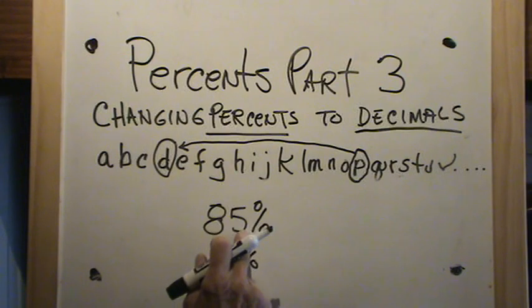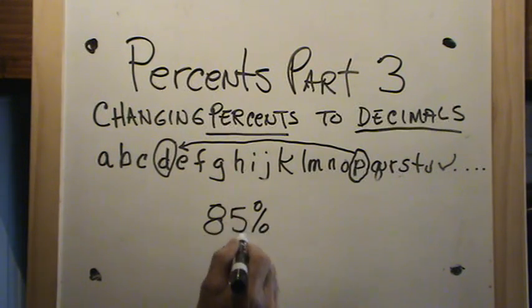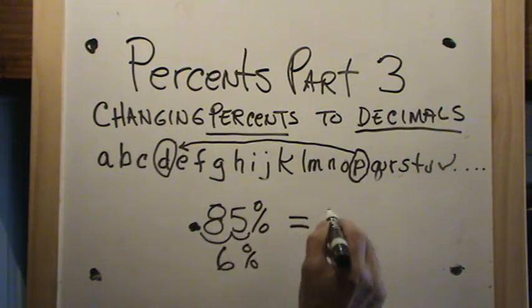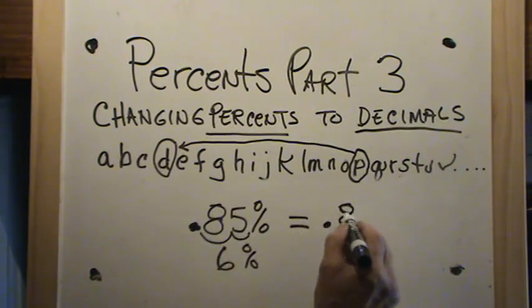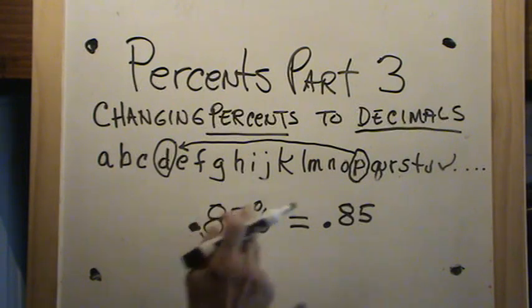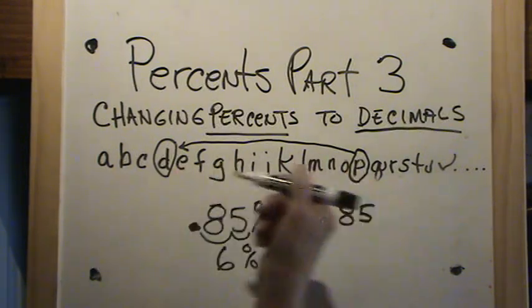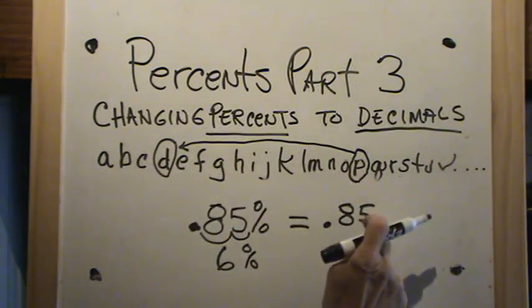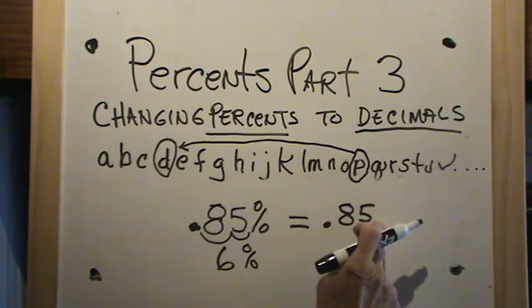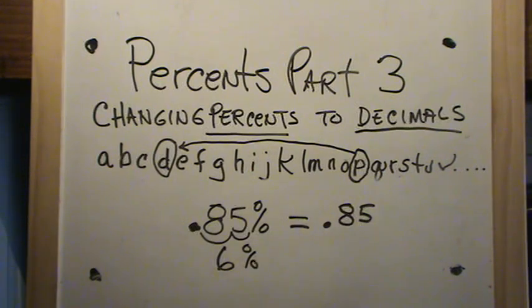So we know that this is the whole number 85, and we know there is a decimal here, even though it's not written. So if we move 2 places, 1, 2, and put the decimal, 85% is equal to 85 hundredths. We move 2 places to the left because we're going from percent to decimal, and we do not write the percent sign. We use the decimal point.